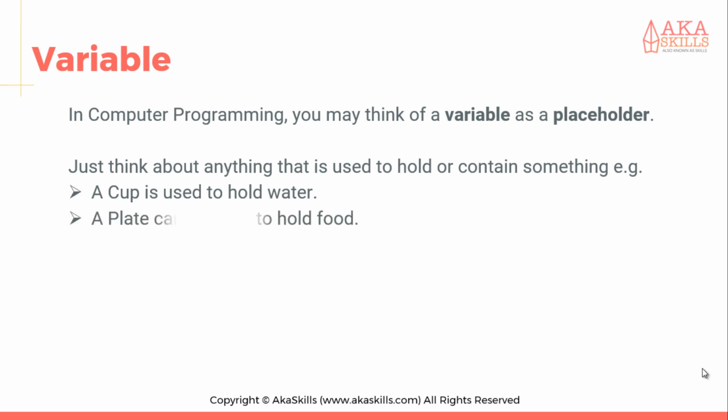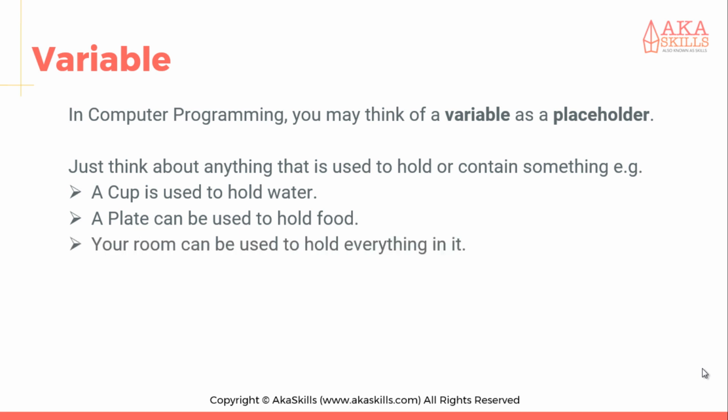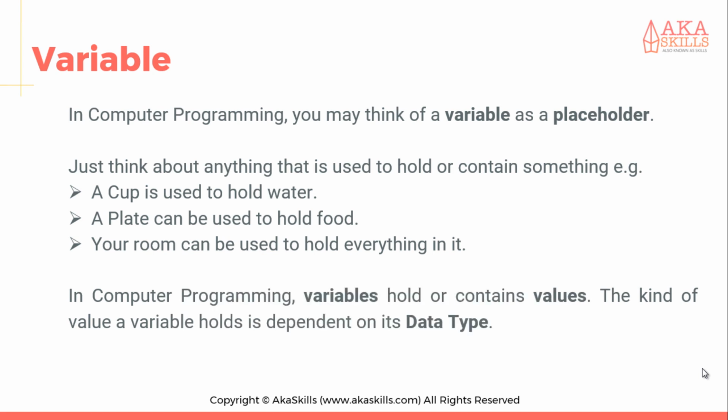Also, how about when you want to eat, you hold your food in a plate, right? How about your room that contains everything in it, like your bed and many more stuff you make use of? You see, you can think of your cup, your plate, your room as variables. Why? Simple, because they are used to hold or contain something. In computer programming, variables actually hold or contain values. So at this point, you might wonder, what kind of values do our variables hold?